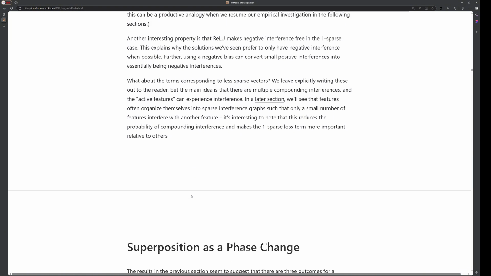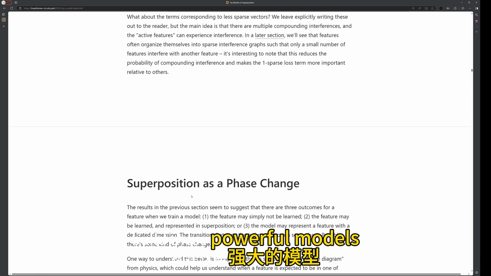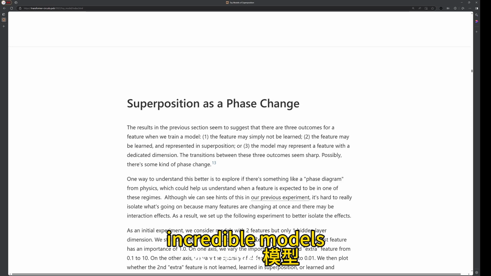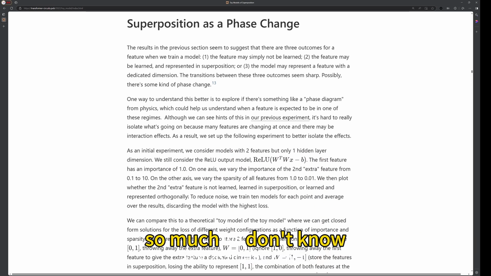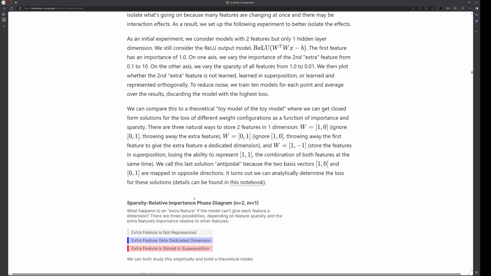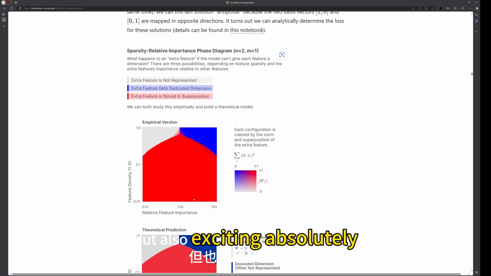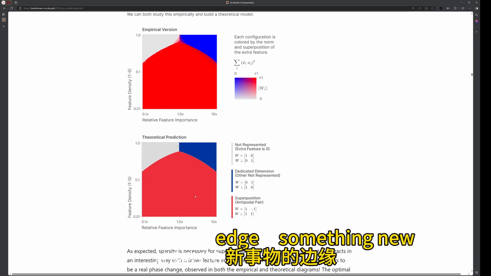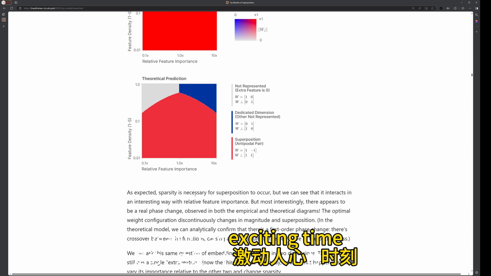It's amazing, isn't it? We've built these powerful models, incredible models, but there's still so much we don't understand. It's humbling, but also exciting. It's like we're on the edge of something new, a new frontier. It's an exciting time.